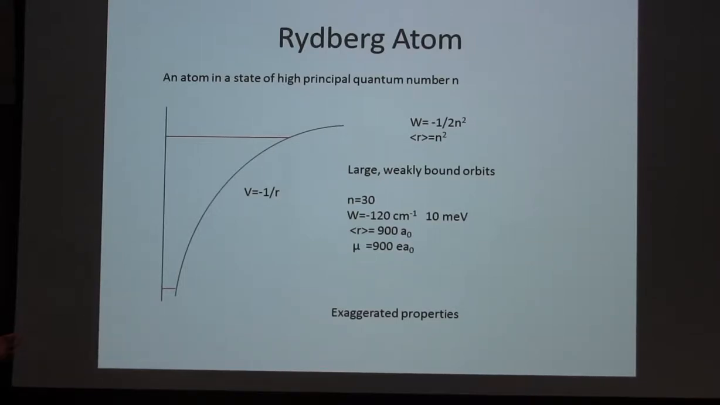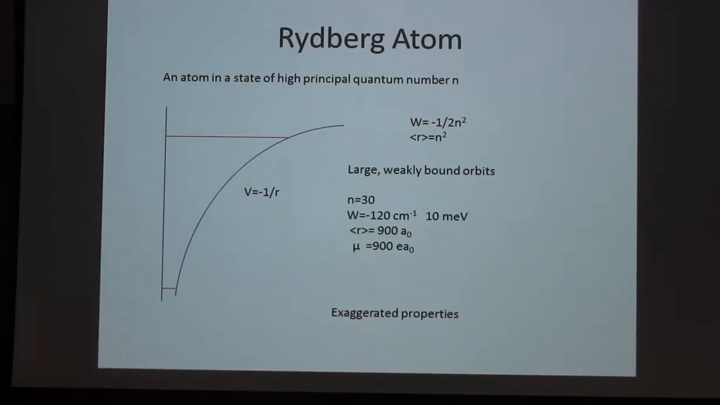We're not microwave ionizing ground state atoms, but we're using Rydberg atoms. So they're atoms in states of high principal quantum number. So the electron is in an enormously large orbit in the Coulomb potential. If you're in n equals 30, the typical orbital radius is 900 atomic units. So they're really big, and they're really weakly bound, they have exaggerated properties.